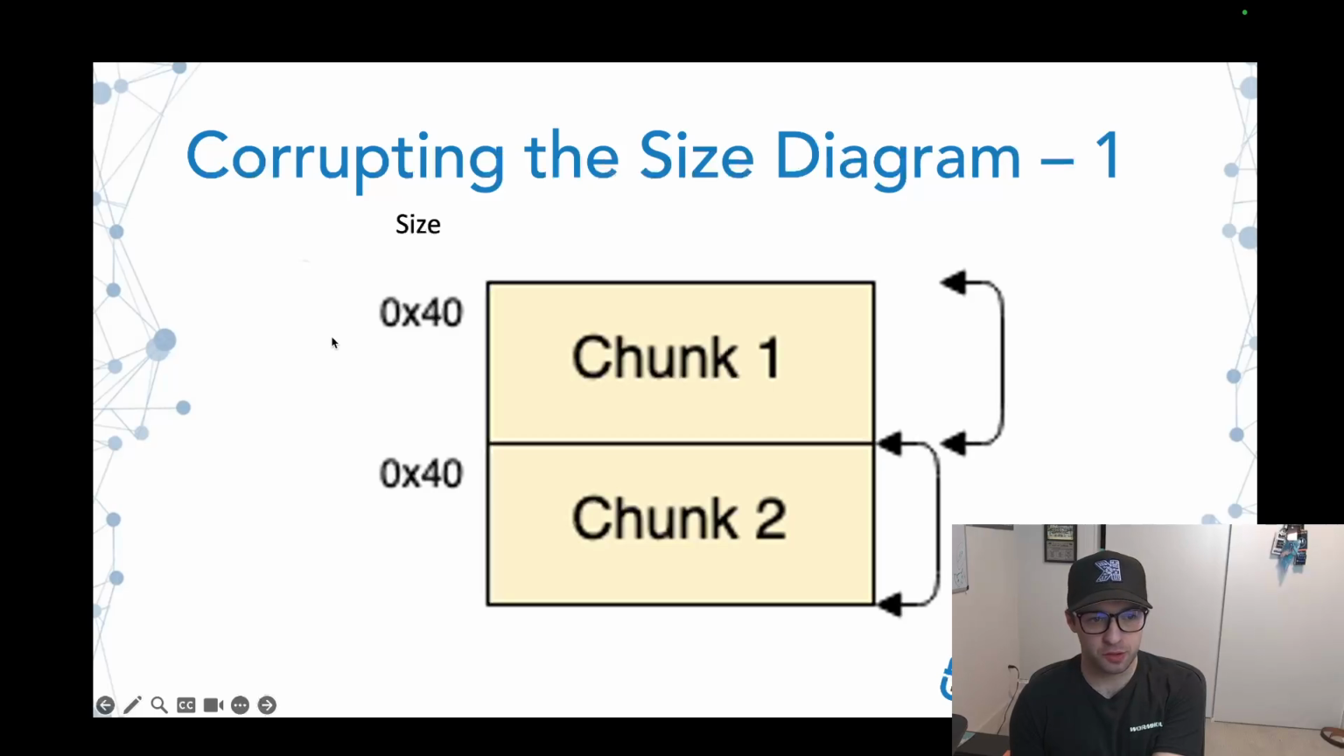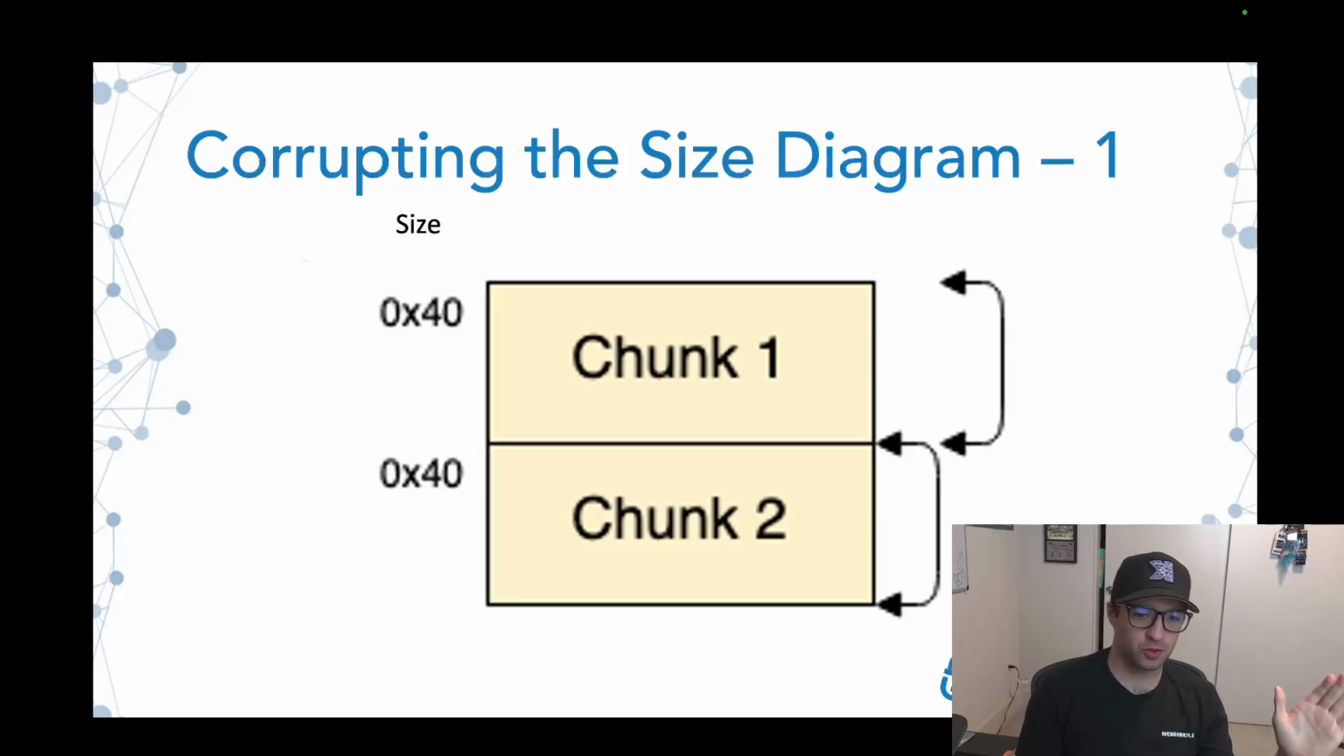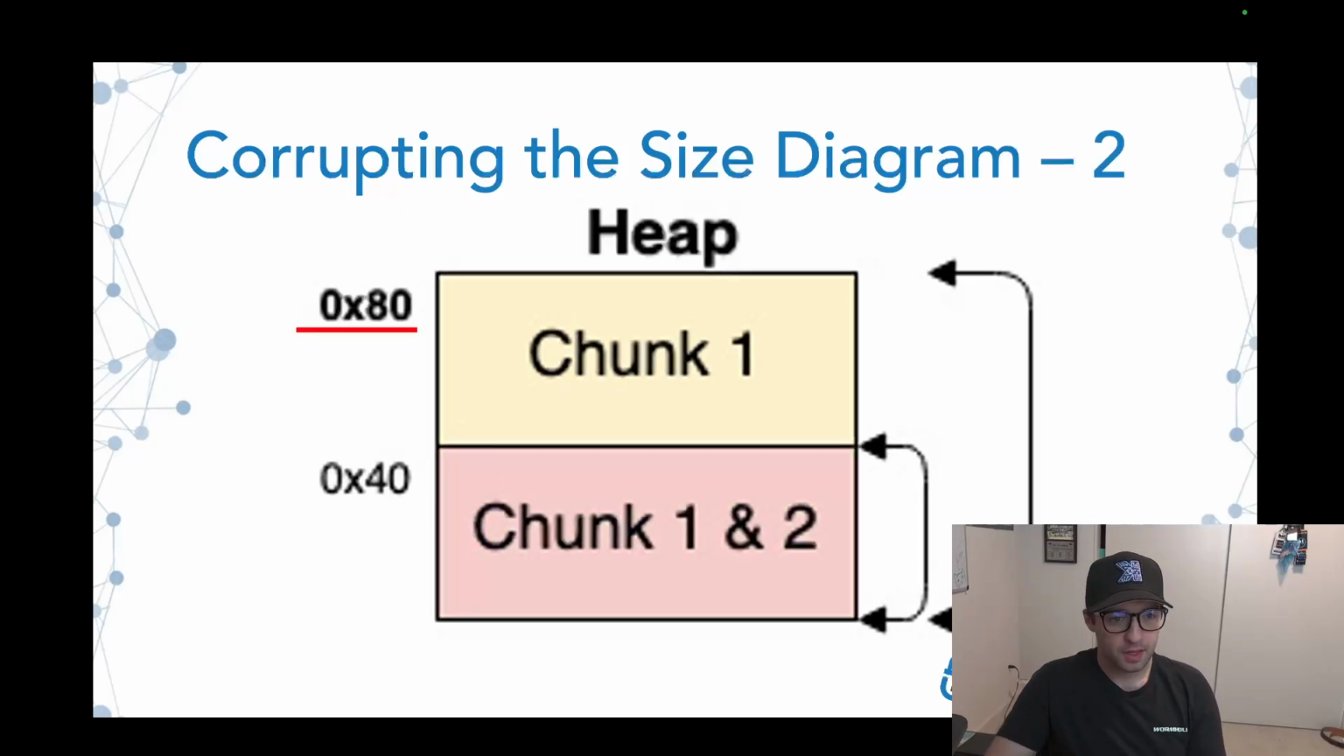So visually speaking, we're going to start adding numbers to this to make this a little bit more realistic. We're going from purely visual to purely numbers over time. So here we can see we have two chunks of size hex 40. Now we're going to change the size of hex 80 to be over the top of chunk 2. Sorry, we're going to change chunk 1 to be hex 80 and overlap with chunk 2.